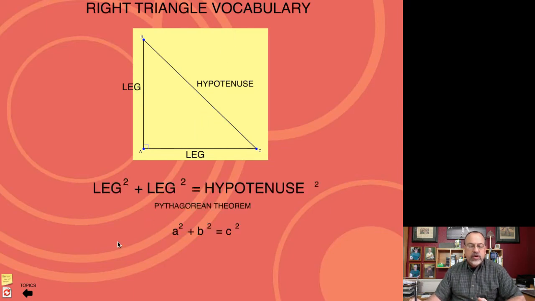Additionally, we learned that with a right triangle, we have the Pythagorean theorem: one leg squared plus the other leg squared will equal the hypotenuse squared. So leg squared plus leg squared equals the hypotenuse squared. And we're going to use that relationship in our discussion of these special right triangles.